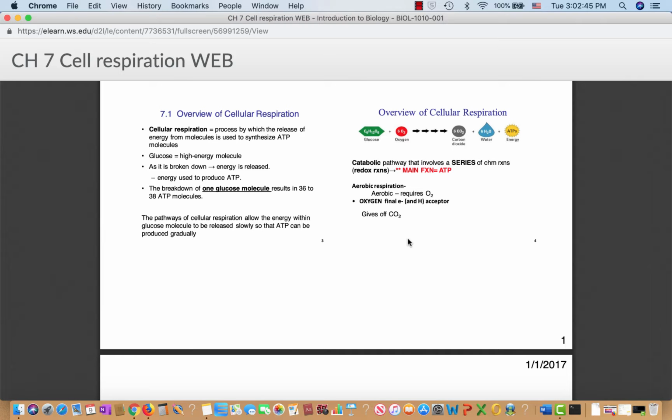Glucose is a very high energy molecule, and as you break it down, you are releasing energy, and then you use that energy to produce ATP. If you go through the whole process of cellular respiration from start to finish, you get between 36 and 38 ATP per glucose molecule, which is pretty good. As you'll see later, fermentation gets you nowhere near that, so the ability to use oxygen in cellular respiration is a tremendous boon.